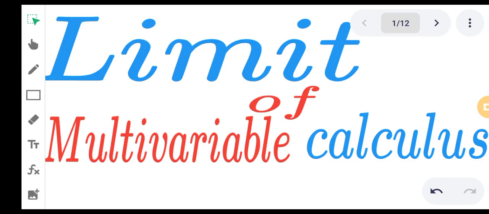So, limits of multivariable calculus. Today I want us to see something on limits. How can we relate the limits we saw earlier in Calculus 1 to limits in Calculus 3? Without much ado, let's relate the two and see how we will go about it.